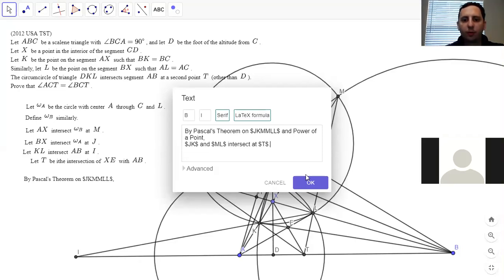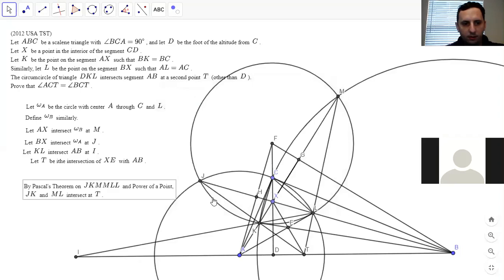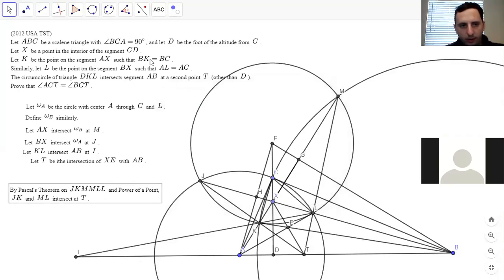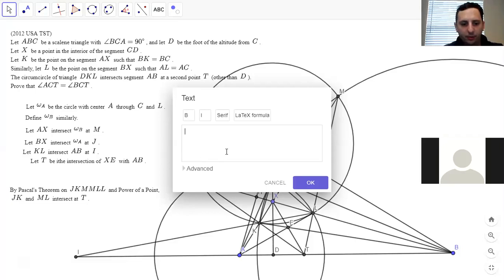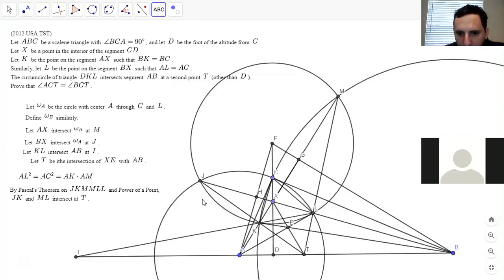And polars or power of a point? Both. Good, because, wait, hold on a sec. So let me write. We have AL squared is AC squared is AK times AM. And so that means AL is tangent to the circumcircle of KLM.